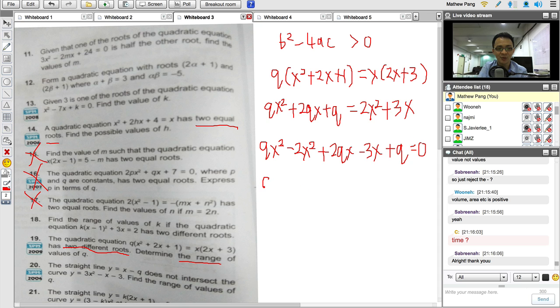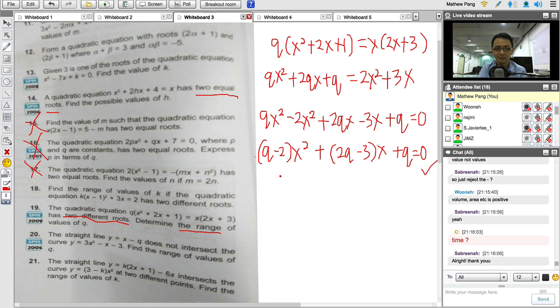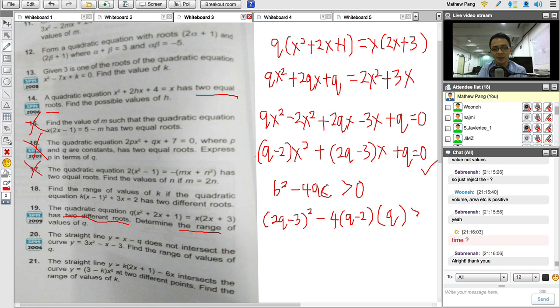Alright, then I factorize out x squared. This is (q minus 2)x squared plus (2q minus 3)x plus q equals 0. Alright, then this is the form I want, the general form of the quadratic equation. Then what I do next is I apply b squared minus 4ac bigger than 0. So my b is 2q minus 3, squared, minus 4, a is q minus 2, c is just q, bigger than 0.